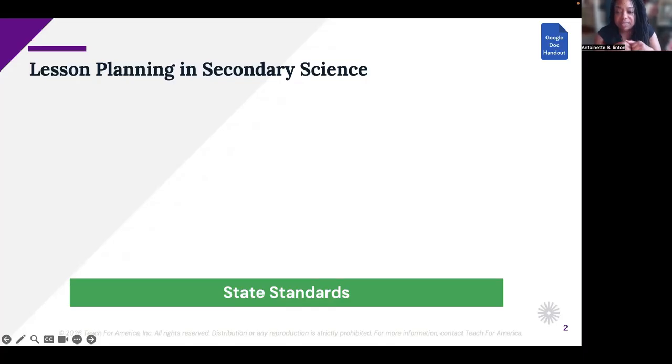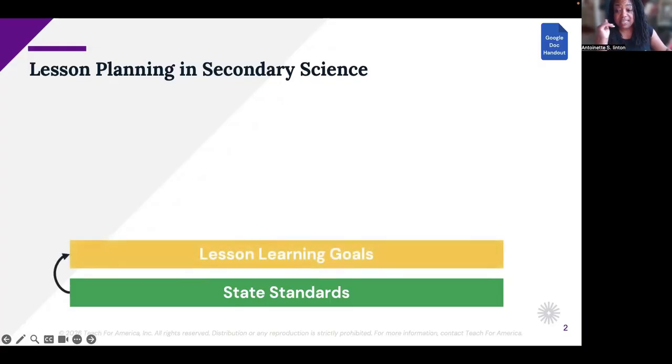We started exploring this back in session 1. Then we move into lesson learning goals. These goals translate standards into student-facing learning outcomes. Now, this is a skill that we need to establish because the standards are the bigger ideas and the lesson learning goals are mapped to get to those big ideas.